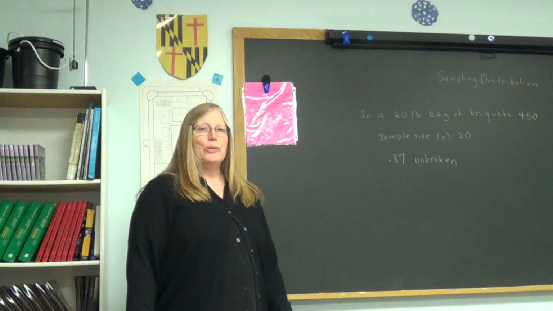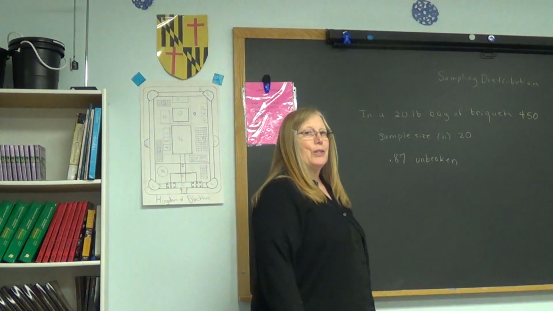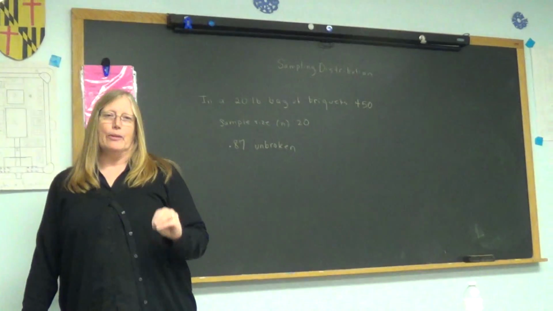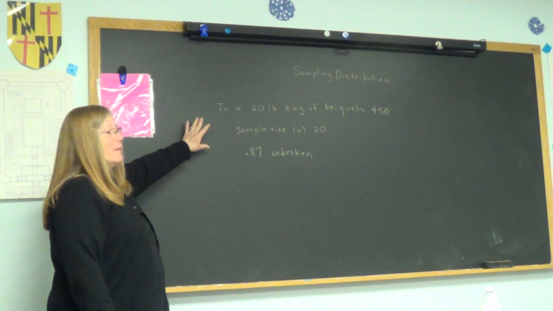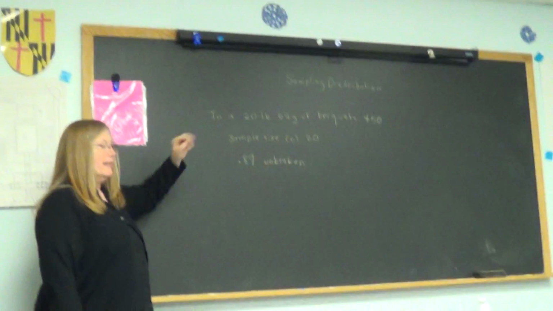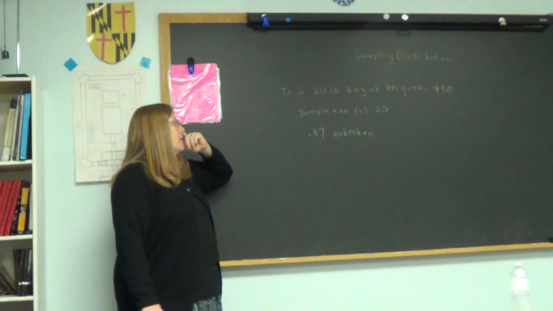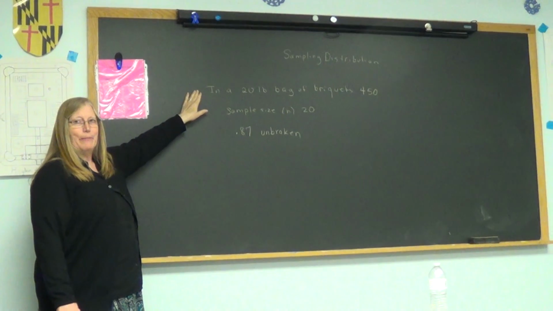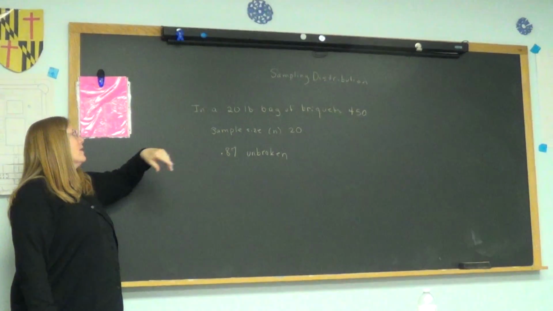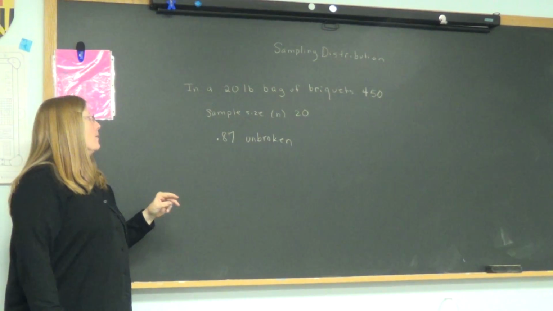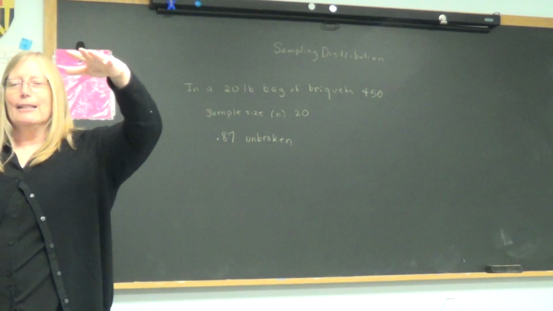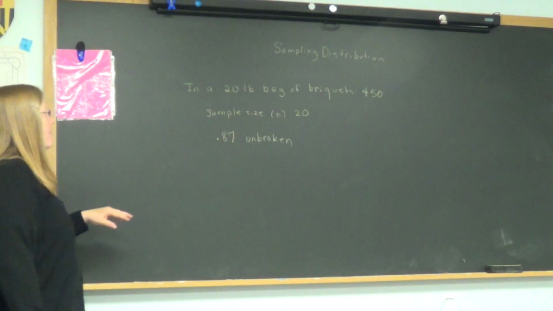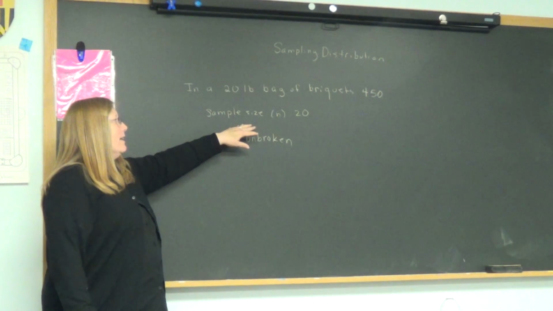We're studying, this whole chapter is called sampling distributions, but the exact statistic that we're studying today is p hat, and p stands for proportion. So let's look at an example. Suppose you like grilling out, well this is about a bag of briquettes. If we have a 20-pound bag of briquettes, one of those really big bags, say there's 450 briquettes in it, and I want to count what proportion are unbroken.